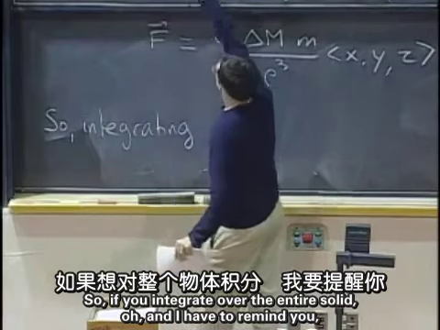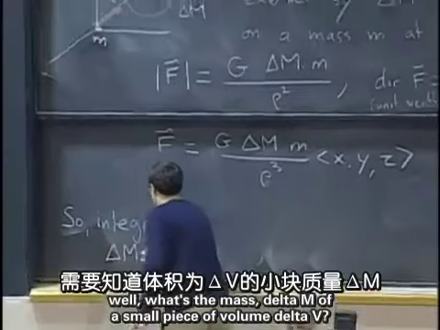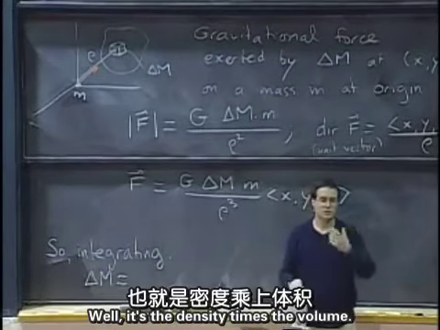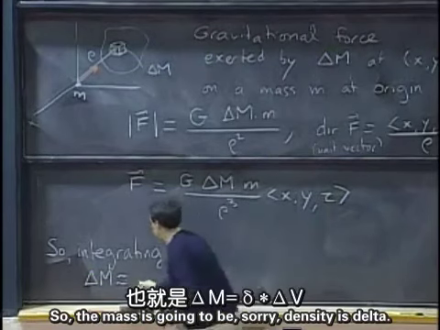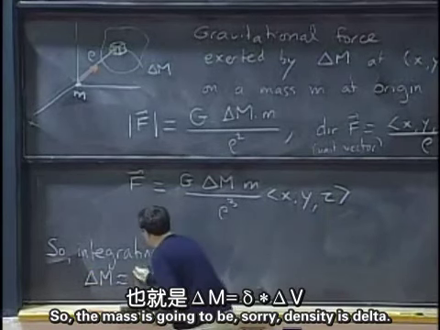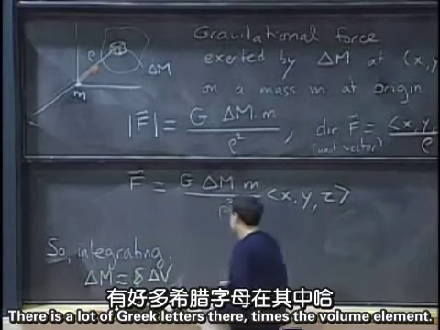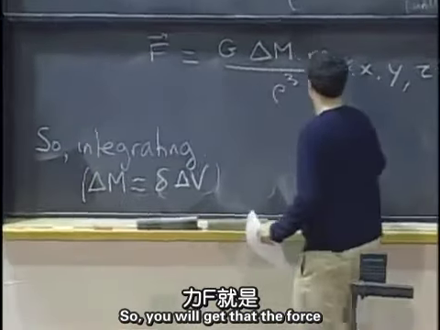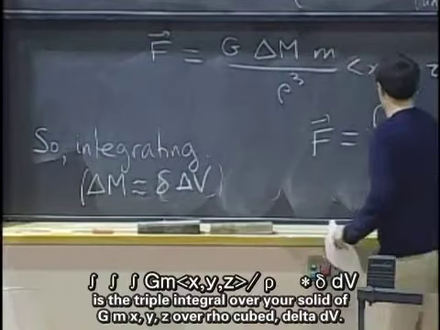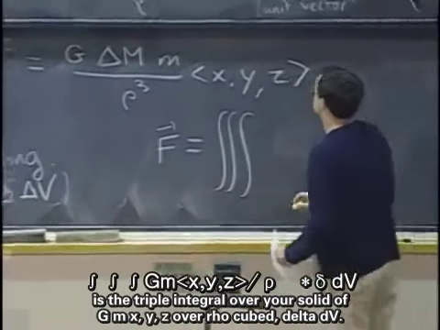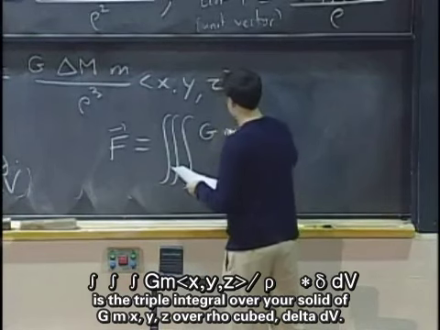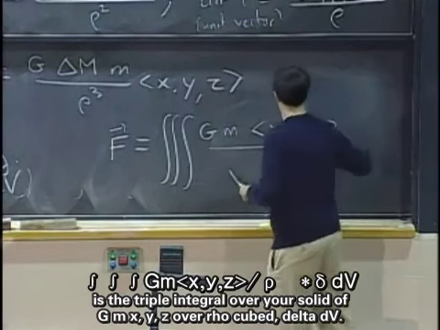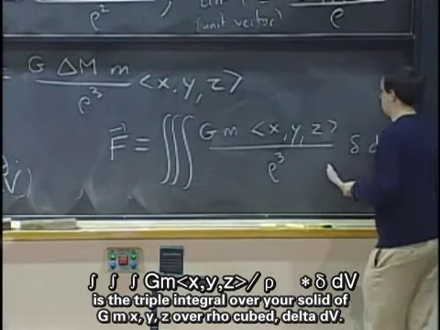So if you integrate over the entire solid, oh, and I have to remind you, what's the mass delta m of a small piece of volume delta v? Well, it's the density times the volume. So the mass is going to be, sorry, density is delta, it's a lot of Greek letters there, times the volume element. So you will get that the force is the triple integral over your solid of g m xyz over rho cubed delta dv.